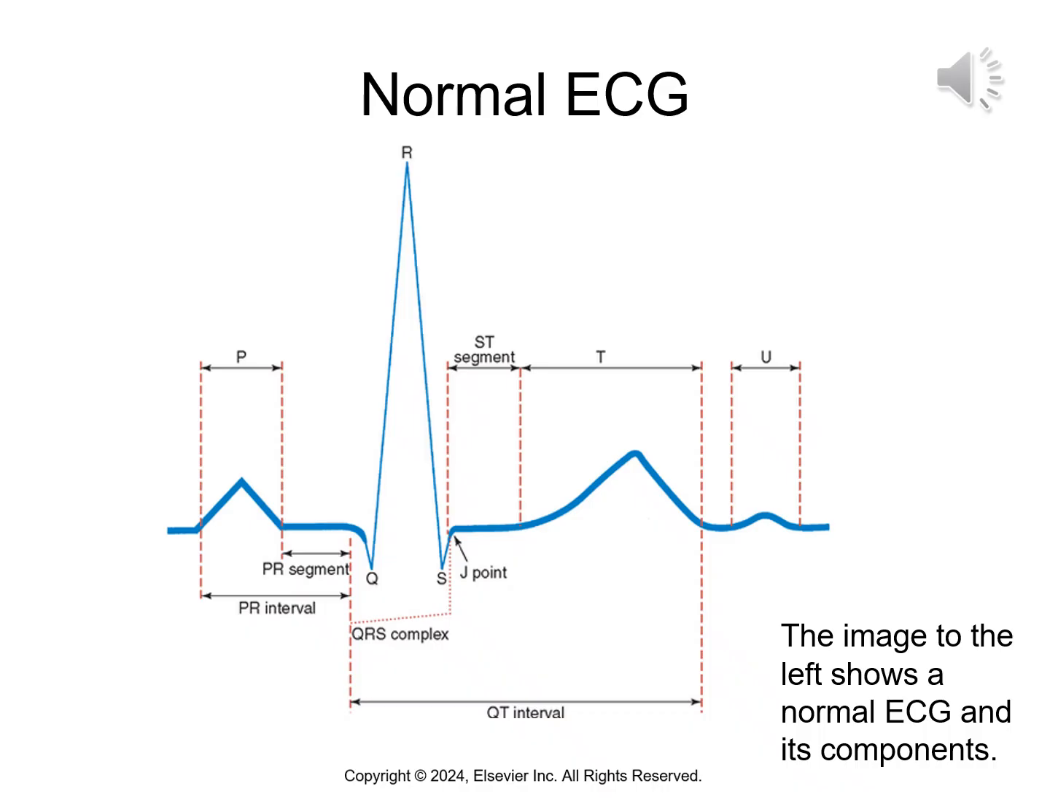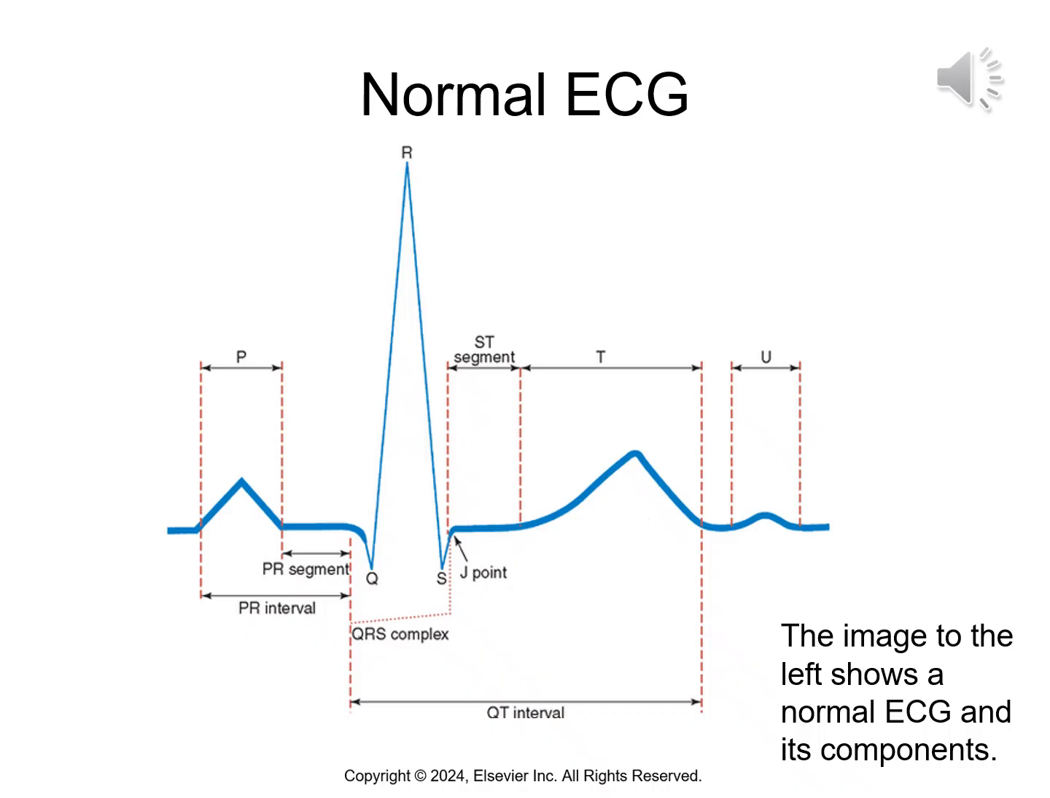The PR segment is an isoelectric line from the end of the P wave to the beginning of the QRS complex, when the electric impulse is traveling through the AV node where it's delayed. It then travels through the ventricular conduction system to the Purkinje fibers.